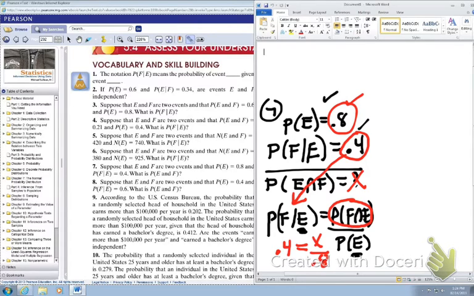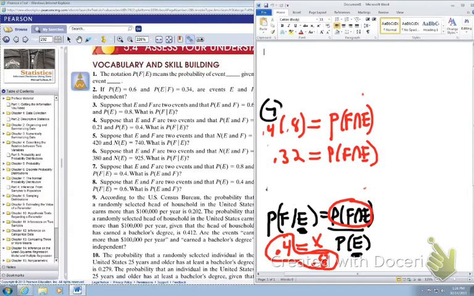Okay? When I arrive there, I'm sure you remember from algebra, if you're going to solve for X, a lot of people say, multiply by 0.8. So, okay, let's do that. If we just take our 0.4 times our 0.8, sort of like cross multiplication, we'll see that the probability of F intersect E then is 0.32.